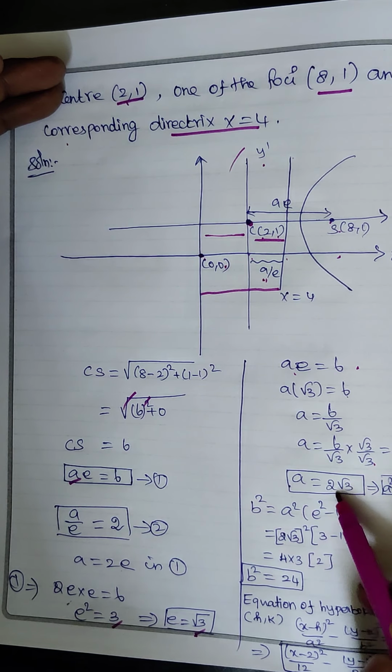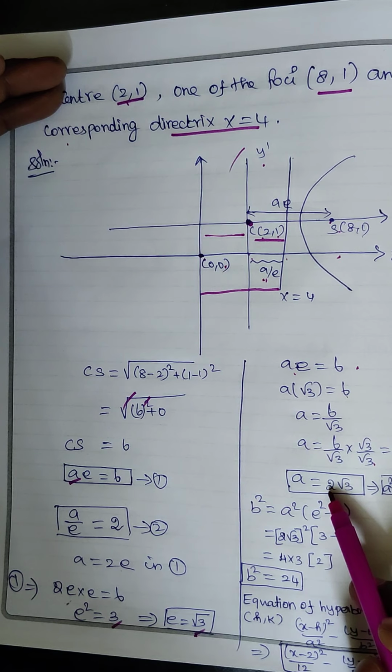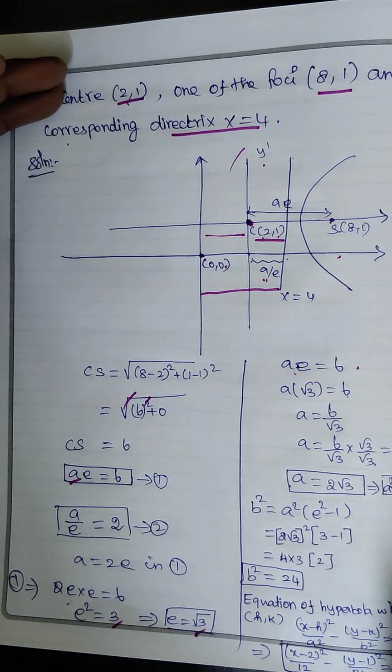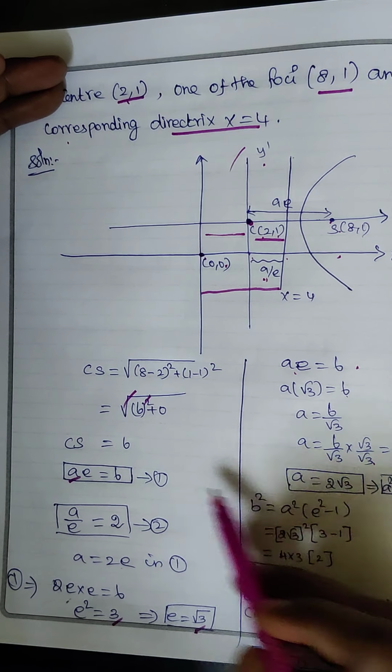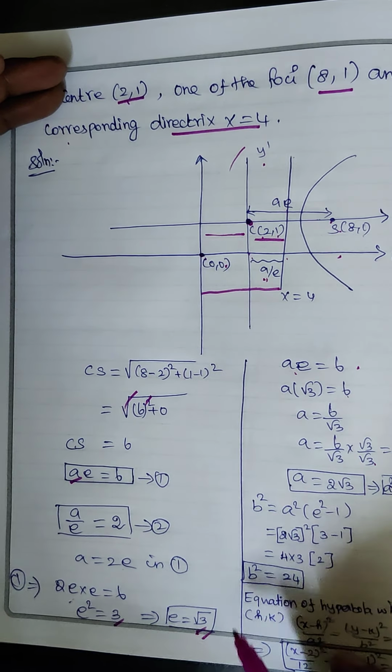And a square is equal to, when we square 2 we get 4, root 3 squared we get 3. 4 3s are 12. So a square value is 12. So we already know a square and e value. E is equal to root 3.